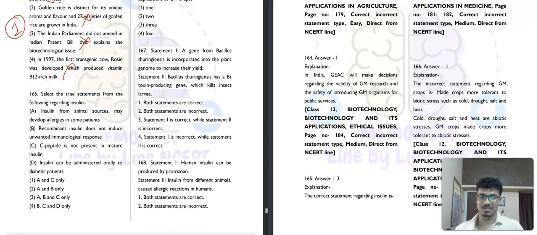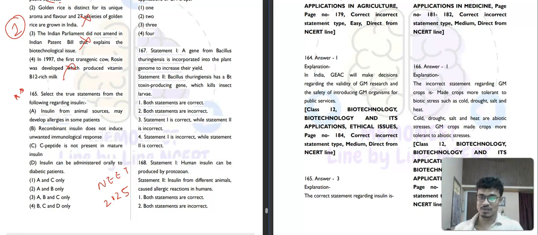And just read the statements. I am not wasting any time. Question number 165. Select the true statements regarding insulin. This can also come in NEET 2025. Select the true statements from the following regarding insulin.